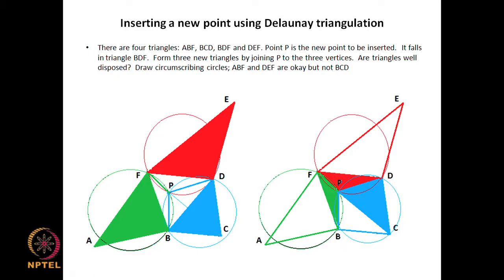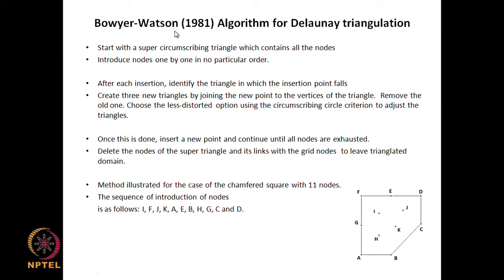So in this way you can make sure that every time you introduce a node you have the best possible option of triangulation in terms of the least aspect ratio for all the triangles that exist. So that is the Delaunay triangulation concept. Boyer and Watson independently proposed in 1981 algorithms to do the Delaunay triangulation, and the essence is what is being described here.